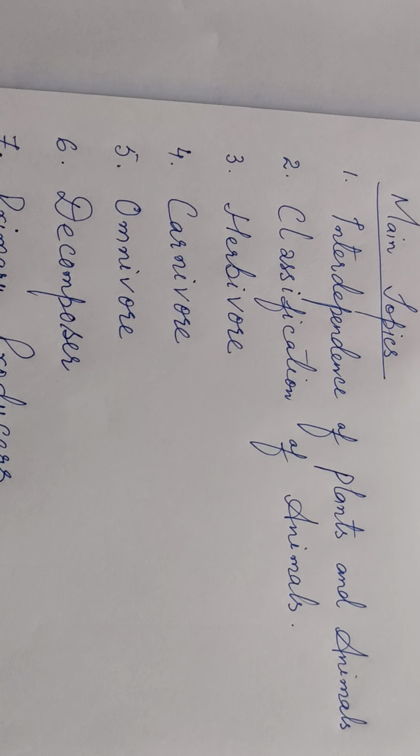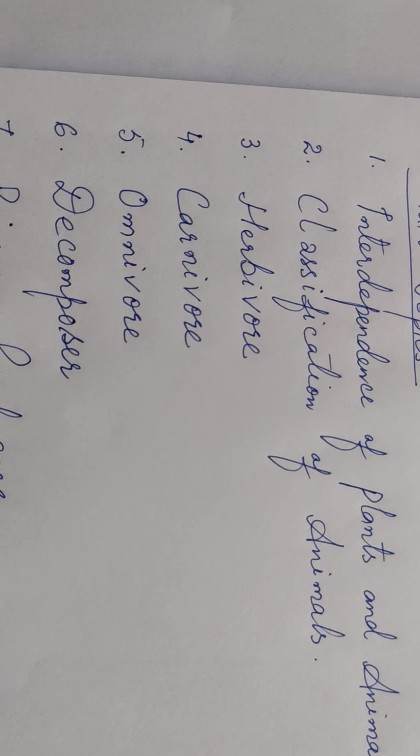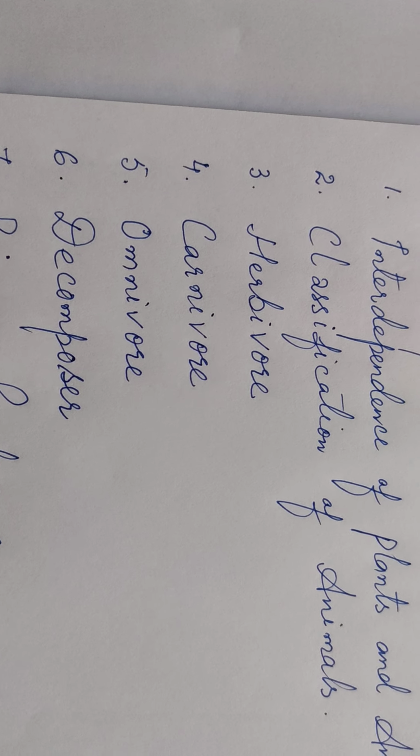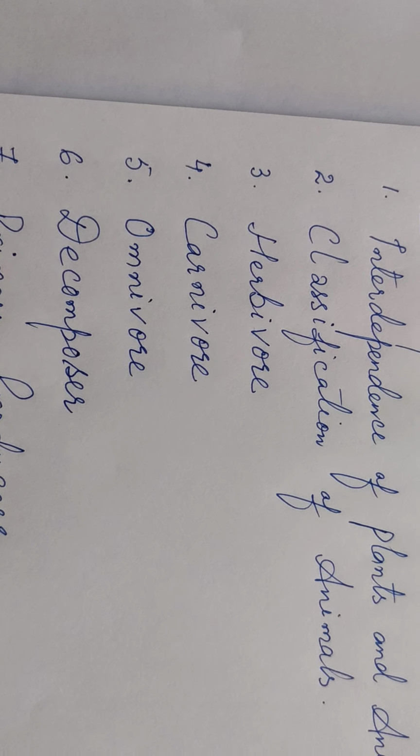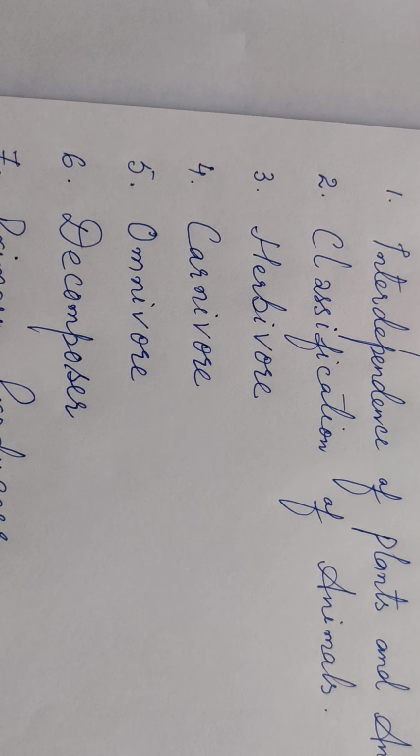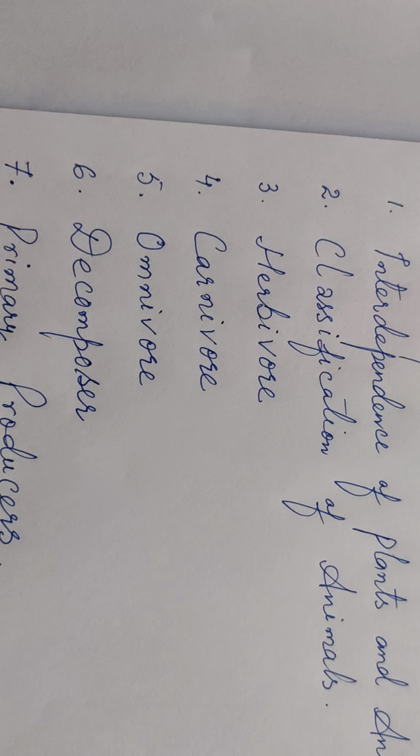And the third category is omnivores. As you know, animals that eat both plants and animals' flesh are known as omnivorous animals, for example, human beings and crow.